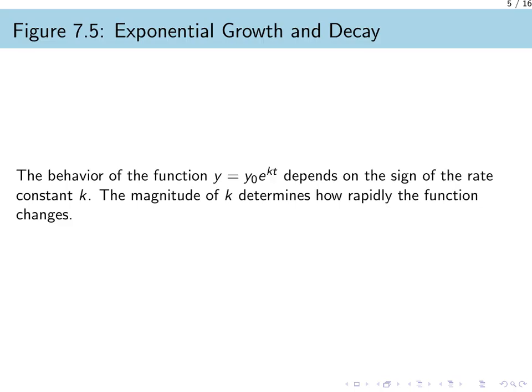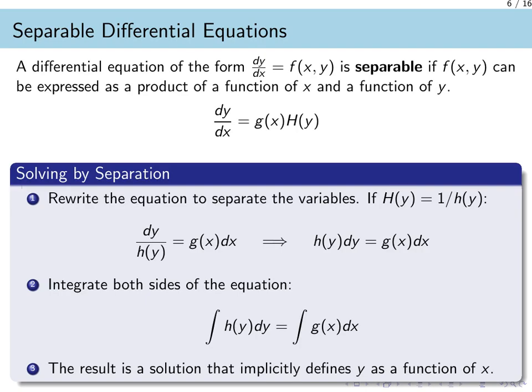So do not confuse the sign of k, which determines growth versus decay, with its magnitude, which determines the speed of that change. The key takeaway is that the rate constant k controls both the direction and the pace of exponential change. Let us explore a powerful technique for solving a special class of differential equations, known as the method of separation of variables. A differential equation is called separable if we can algebraically rewrite it so the expression for dy/dx is a product of two functions, one that depends only on x and another that depends only on y.